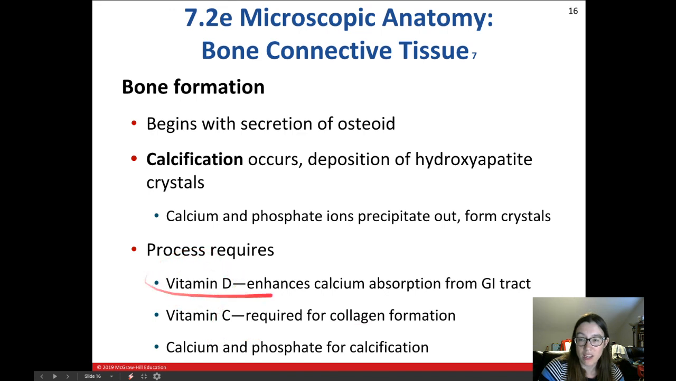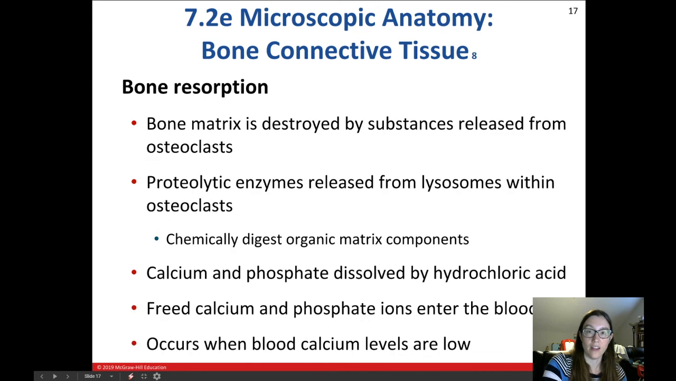So we need vitamin D in order to get calcium from the GI tract. We need vitamin C in order to make collagen for the osteoid. And then we also obviously need enough calcium and phosphate to form those hydroxyapatite crystals and calcify the bone. So all of those are important to have strong, hard bones that properly calcify.